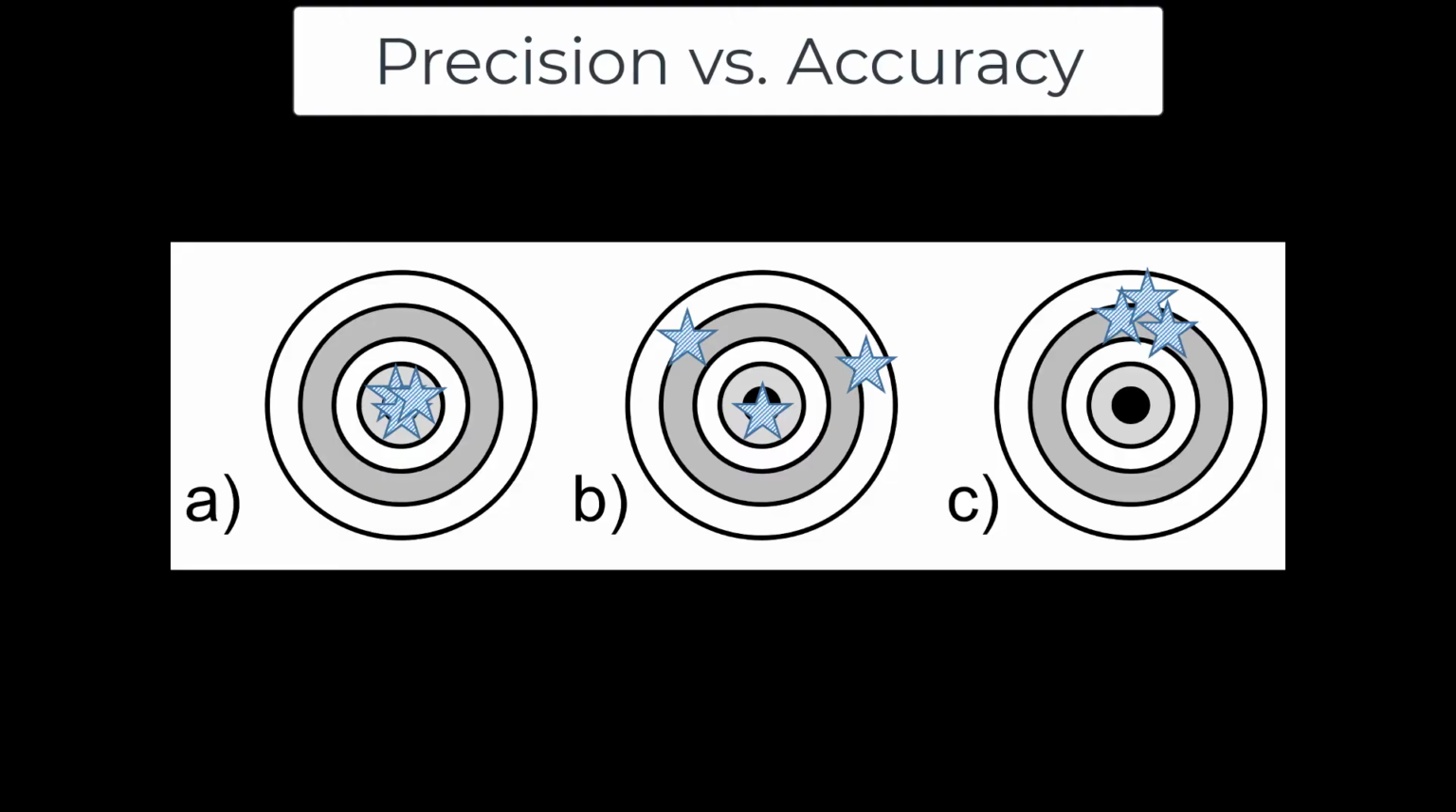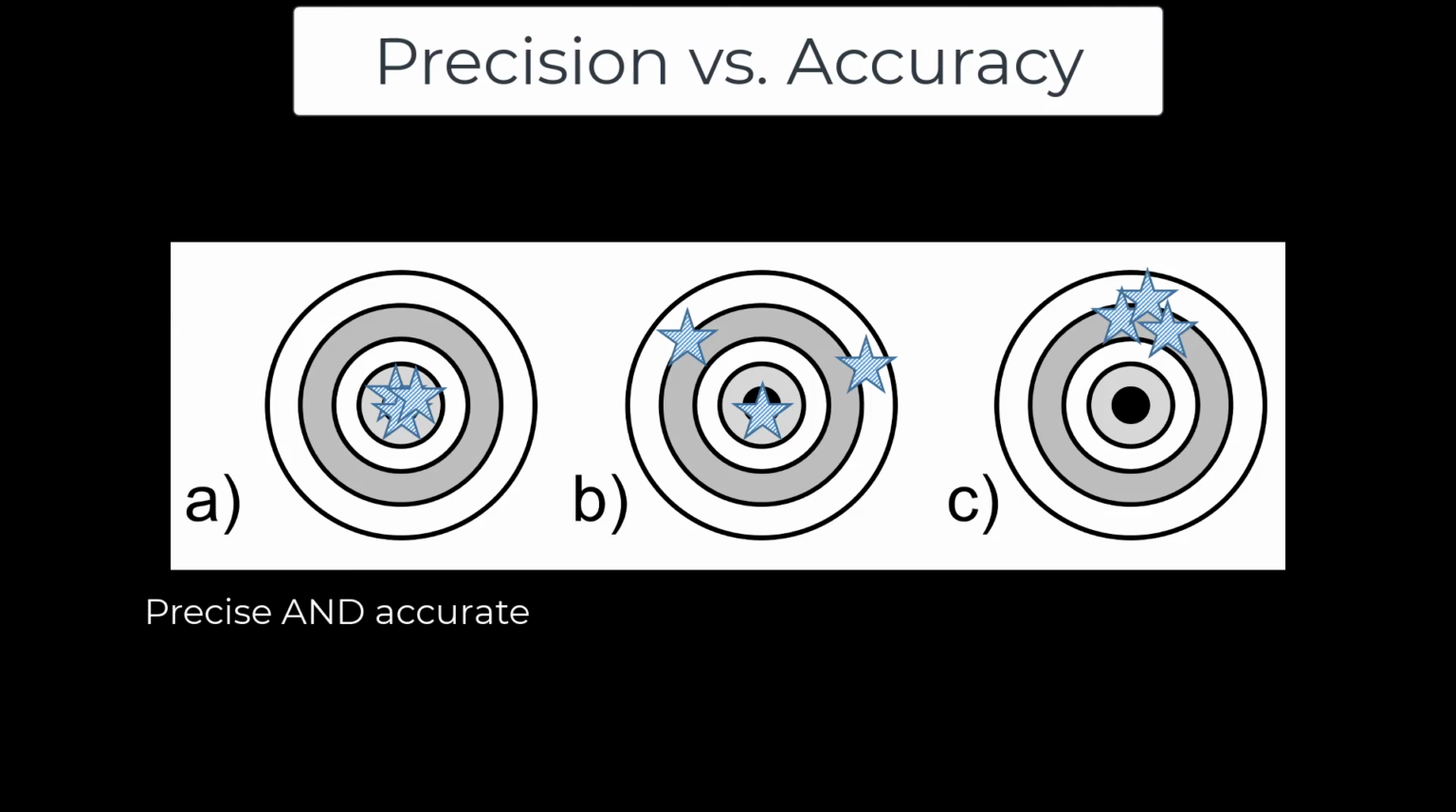In lab, you will be taking many measurements. It is important to know the difference between a measurement that is precise and one that is accurate. Measurements with high precision are the result of repeated measurements that agree with each other closely or are reproducible. Accurate measurements are those that are close to the true value.